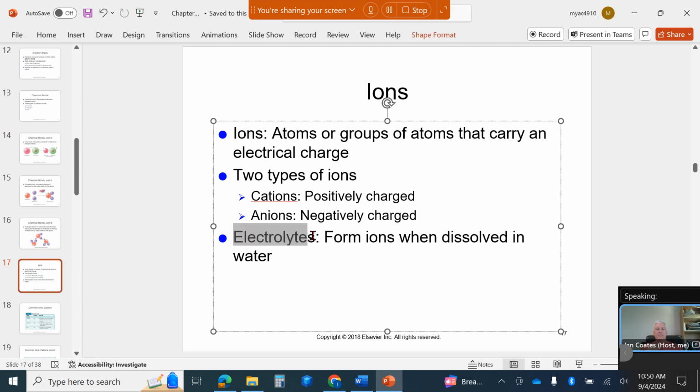Electrolytes. That's just a fancy word for ions in water. And that's how your body uses these atoms. It doesn't use the atom per se, where protons equal the number of electrons. It uses the ions of those.